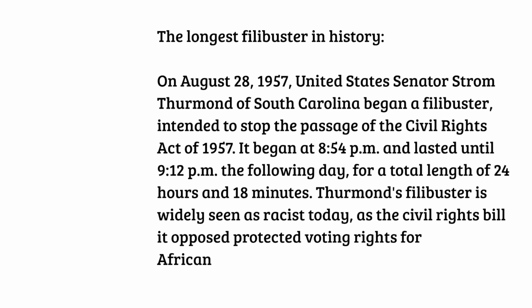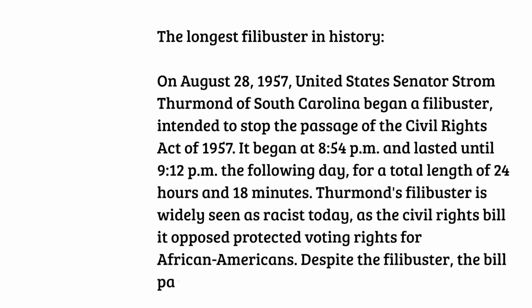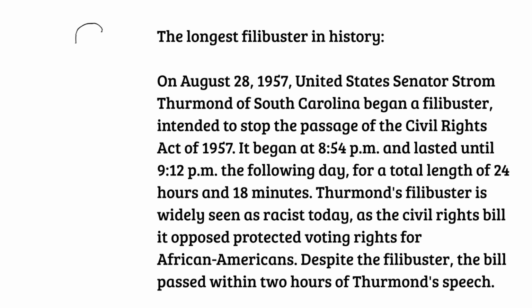Thurmond's filibuster is widely seen as racist today, as the Civil Rights Bill that he opposed protected voting rights for African Americans. Despite the filibuster, the bill passed within 2 hours of Thurmond's speech.